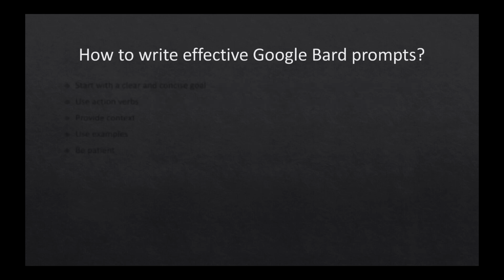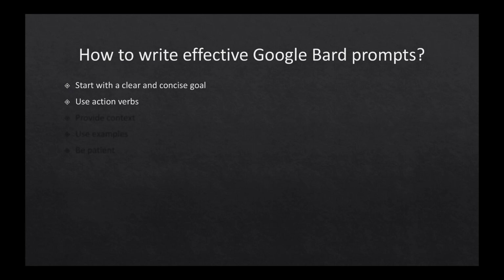Now coming to the most important section of the video, that is how to write Google Bard prompts very effectively. So always start with a clear and concise goal. You should have clarity in your mind about what you are looking for, so that you will get the desired output. If you have vague thoughts in your mind and you ask Google Bard, you may not get the desired output. And the second point to consider here is always use action verbs, which will internally direct Google Bard what action to take in order to get the desirable output.